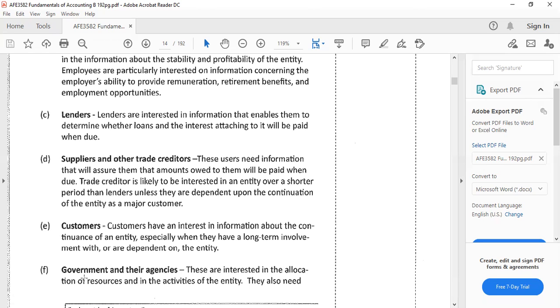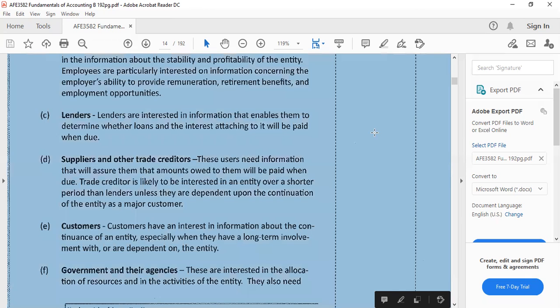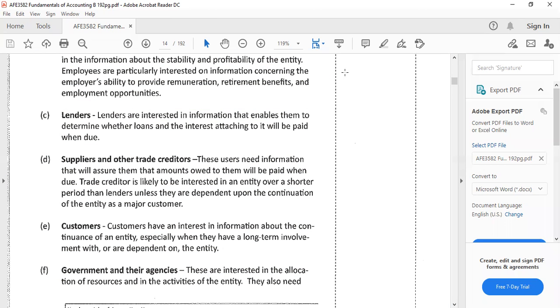And then you have government and their agencies. Now, when it comes to government and their agencies, these people are interested.